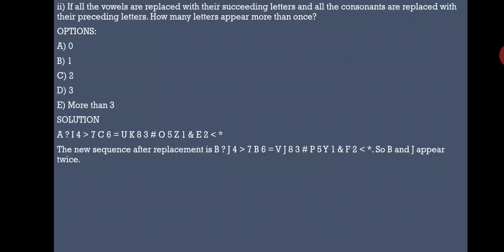C. Consonant means C is a consonant, right? So for a consonant, in the alphabetic series we need to write the term before it. C's before term will be B. Similarly, write all the terms checking with the possibilities. So after the arrangement, B and J appear twice in the answer. Okay, the answer will be 2.